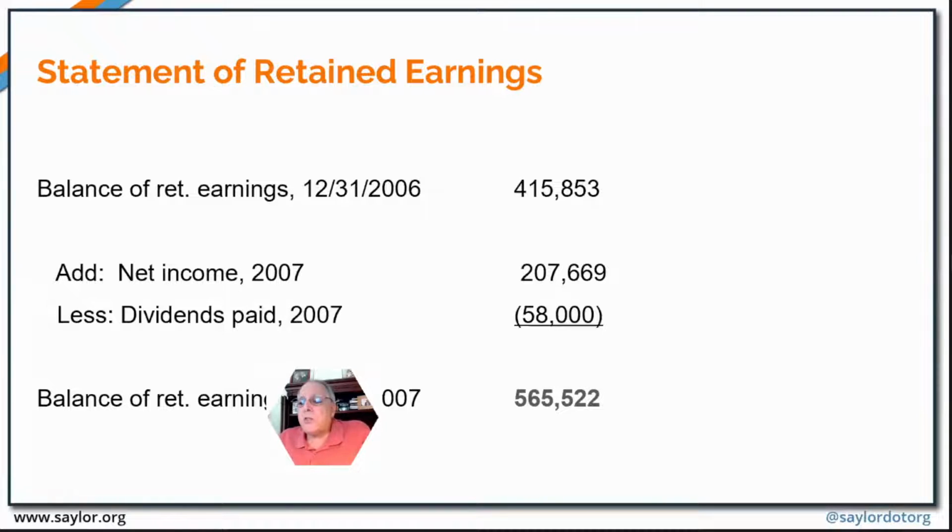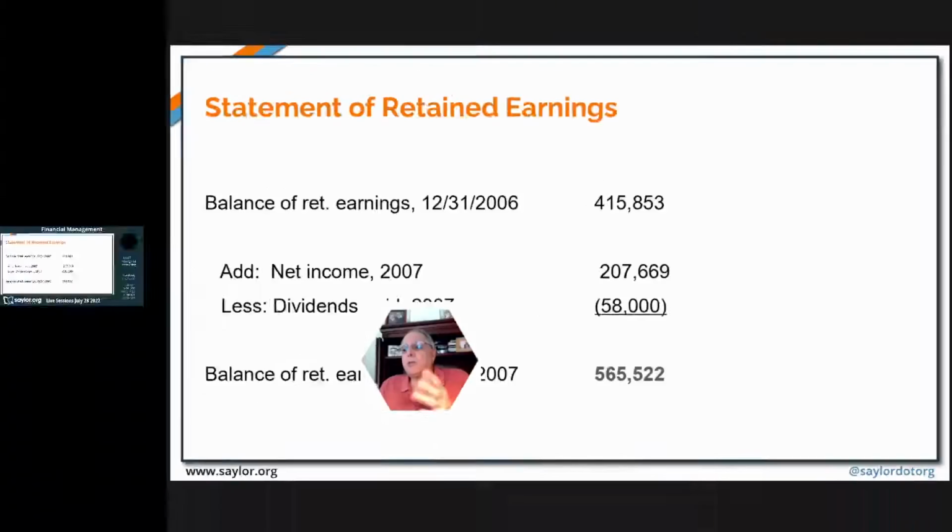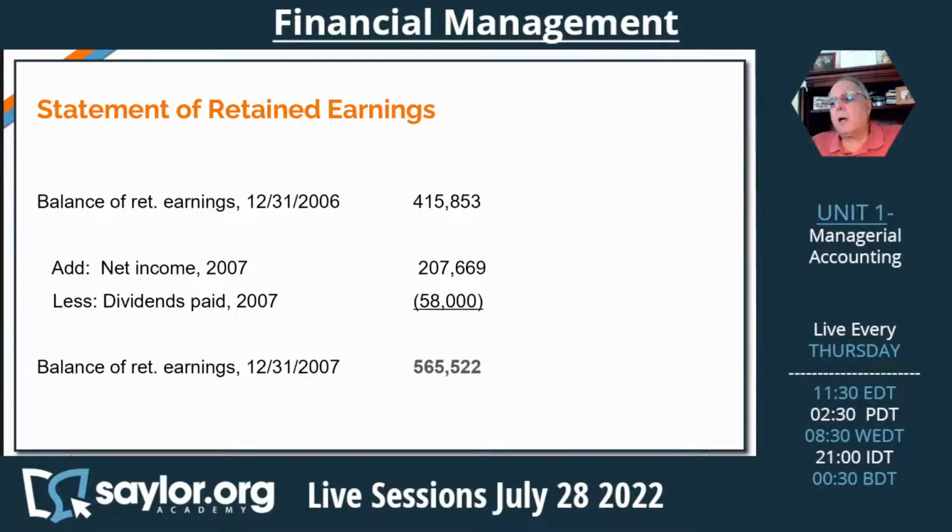Now, let's look at the statement of retained earnings, which is the second statement in the financial package. And by the way, there's a reason that these statements appear in this order. And that's that each subsequent statement takes something from the statements before. Now, the statement of retained earnings is an indicator and a report to investors and shareholders.